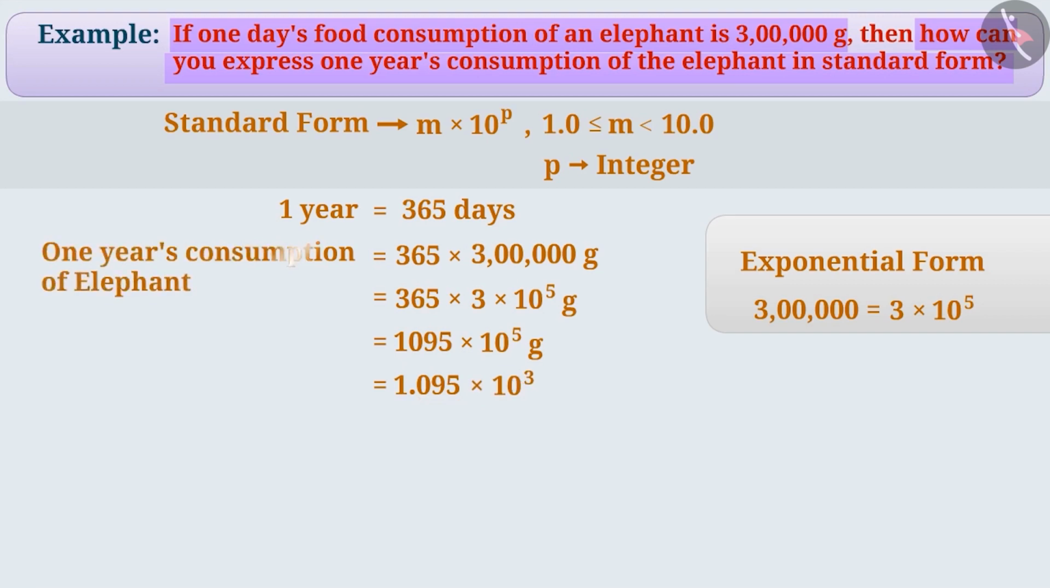So, 1 year's consumption of the elephant is equal to 1.095 into 10 to the power of 3 into 10 to the power of 5 grams. Can you tell us which exponential rule can we use to write it in simpler form? Think for a while.